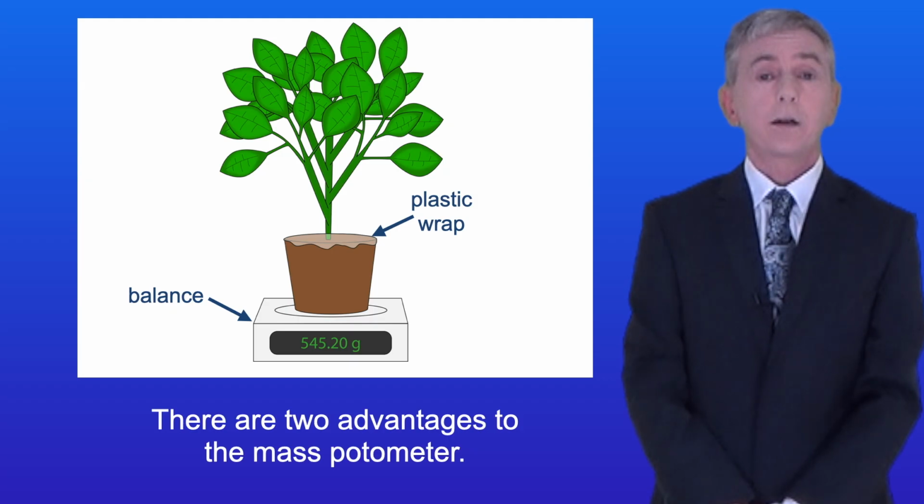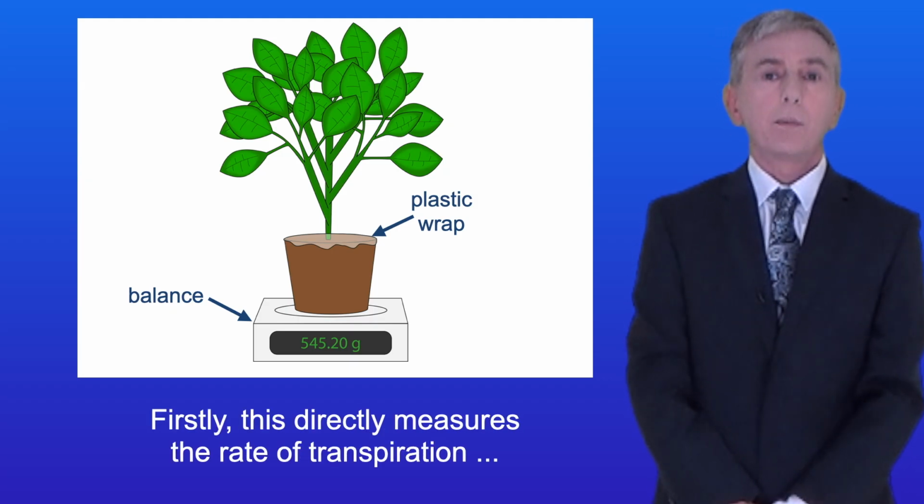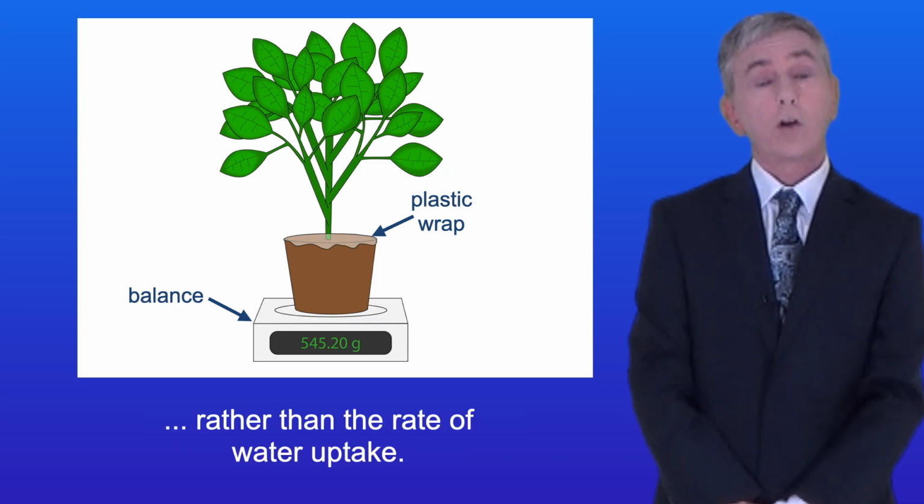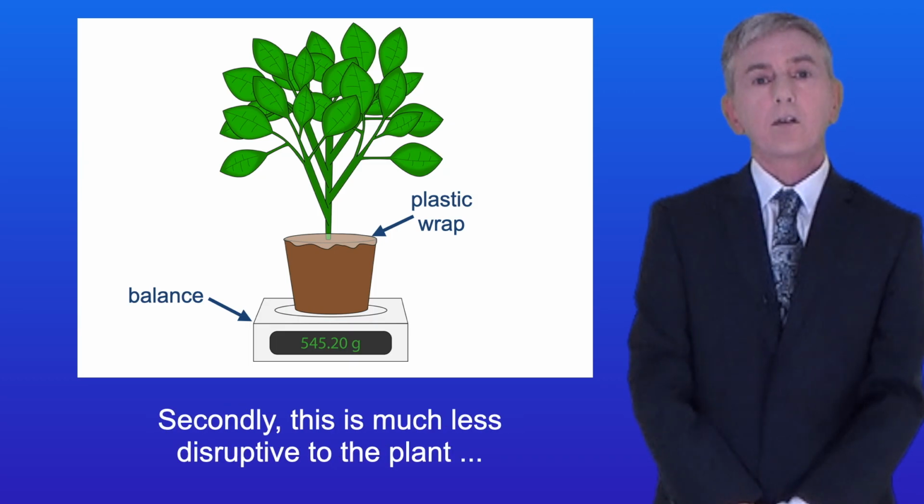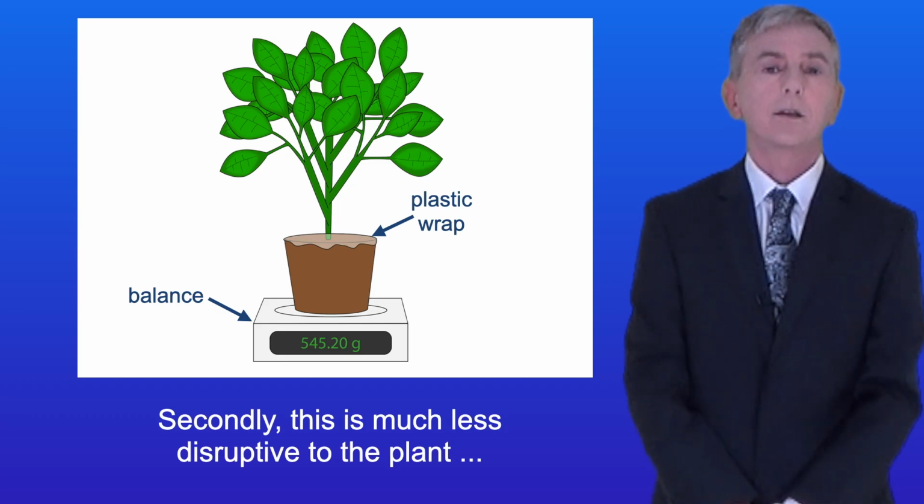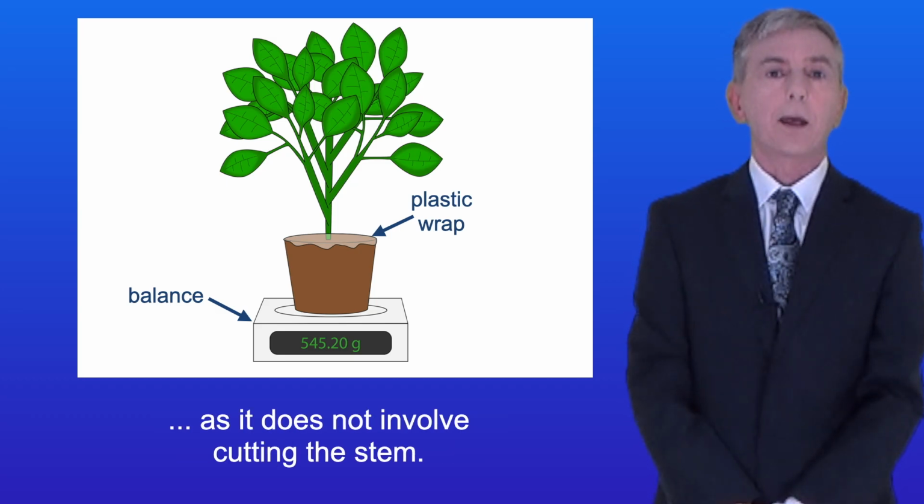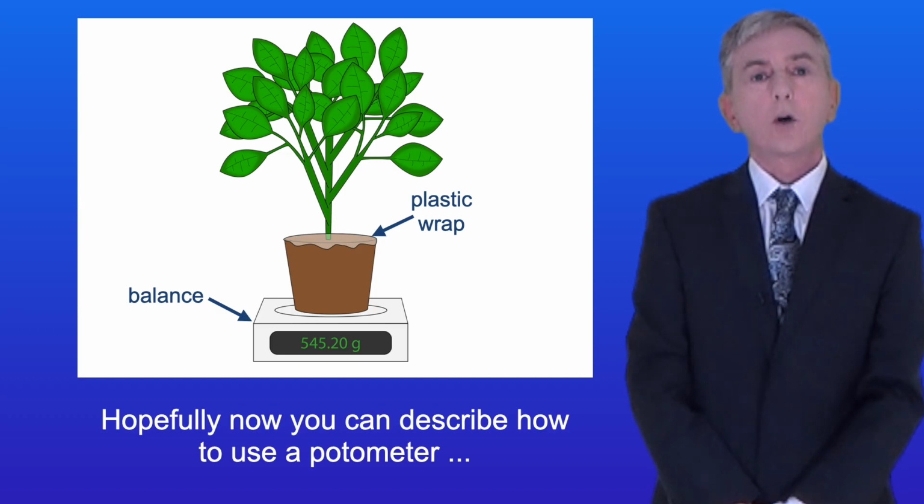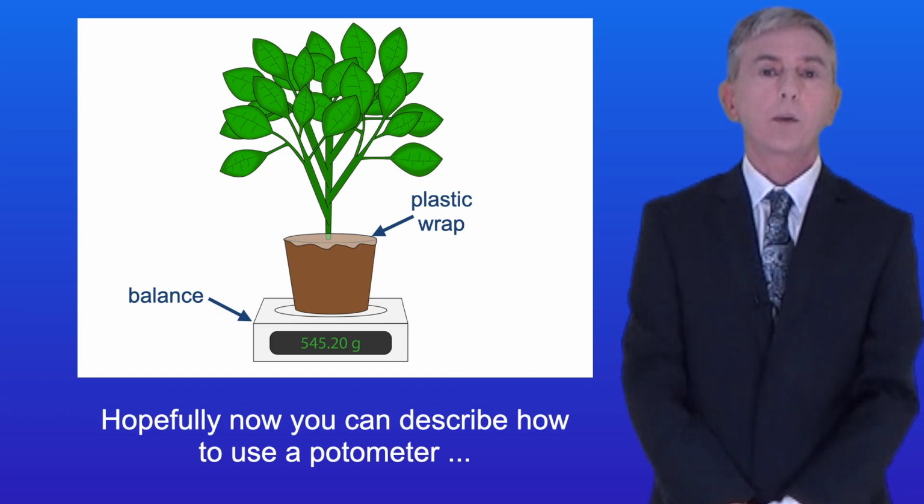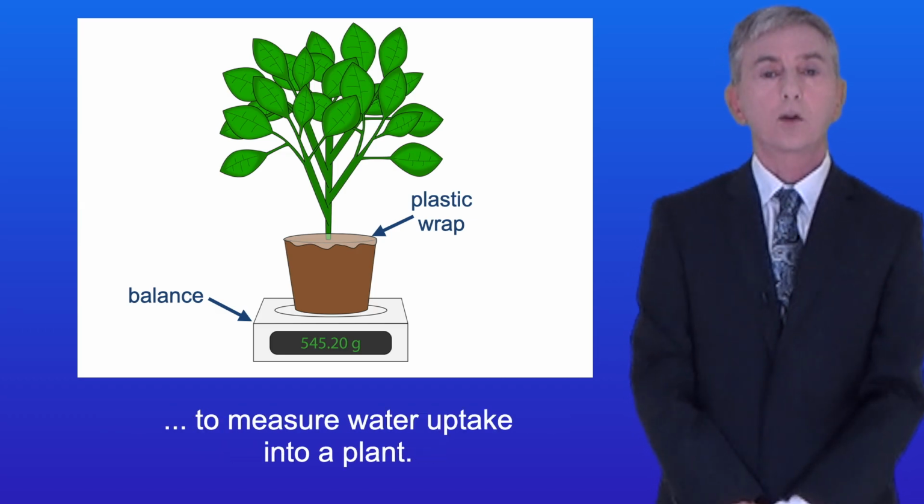Now, there are two advantages to the mass potometer. Firstly, this directly measures the rate of transpiration, rather than the rate of water uptake. Secondly, this is much less disruptive to the plant, as it does not involve cutting the stem. Okay, so hopefully now you can describe how to use a potometer to measure water uptake into a plant.